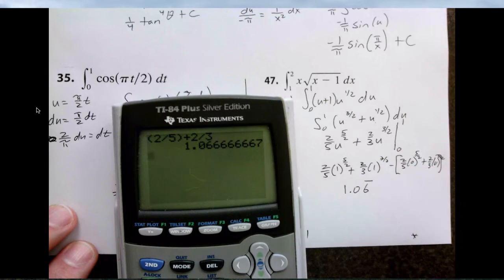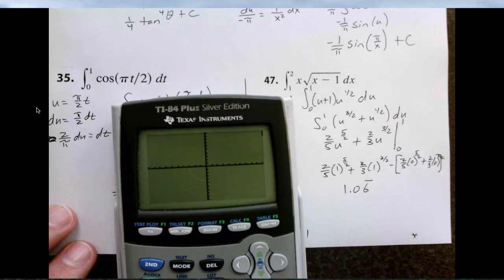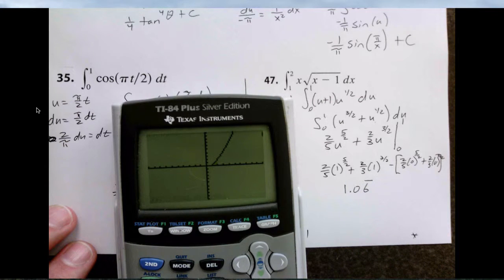When I do that, I'm going to end up at 1.06 repeating. Let's double check that on the calculator. x times the square root of x minus 1. Graph it. Second, calculate 7. Go back to the original of 1 to 2. We have the exact same answer.